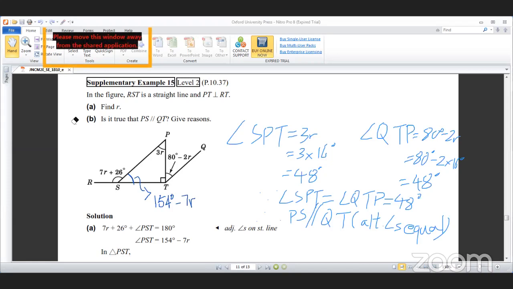Anyone have questions? Marvin has already written the solution for this one, for part B. Anyone has questions about that? Anyone? Which part? Which part?